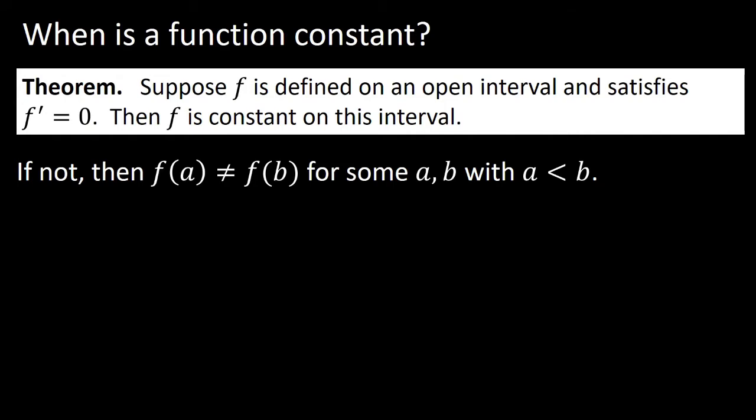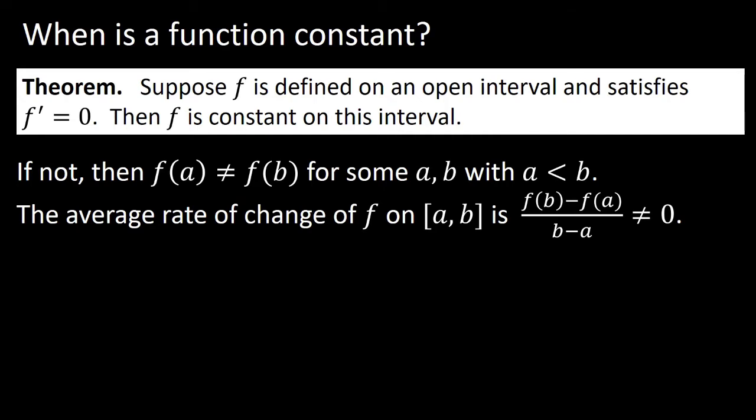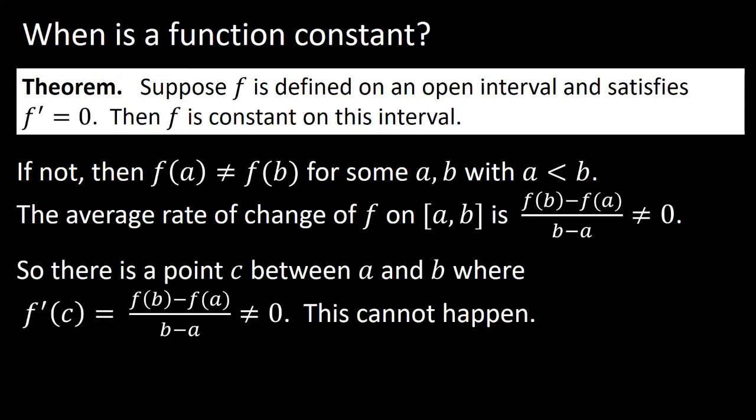So suppose the function were not constant. If the function is not constant, then it has different values at 2 points of the domain, A and B. Now, one of the 2 points is less than the other, so let me just suppose that A is less than B. It doesn't really matter. If it's the other way around, same argument. So if f of A is different from f of B, then it means that on the interval AB, the average rate of change is not 0. And so according to the mean value theorem, there's a point C between A and B where f prime is not 0 because it's the same as the average rate of change.